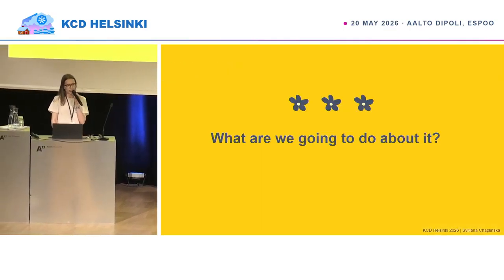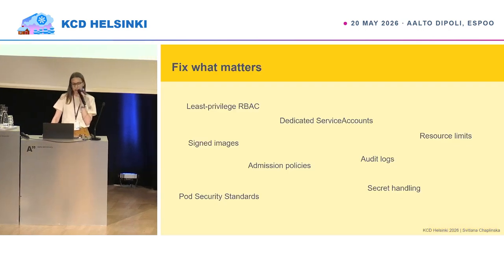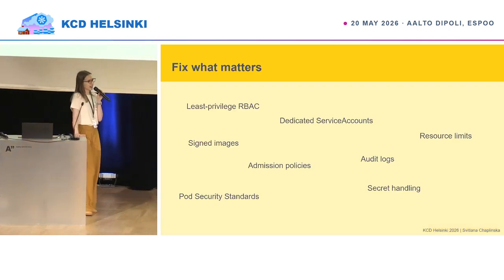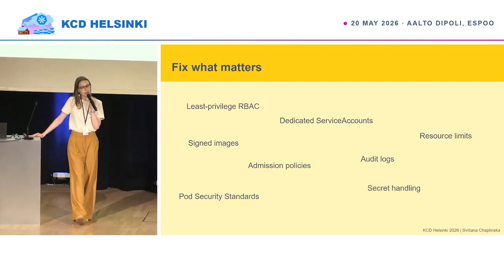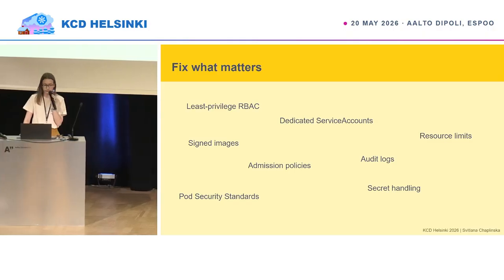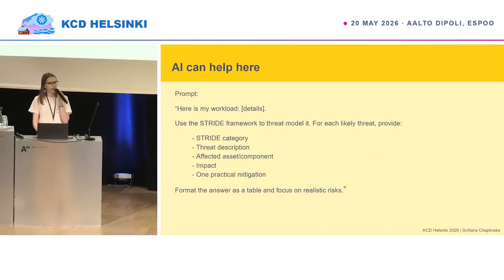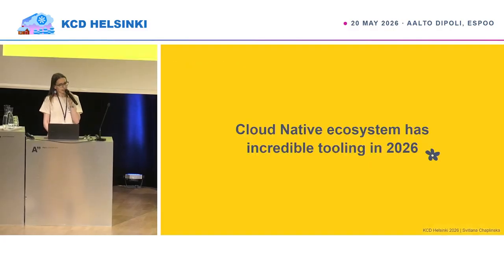And the next important step would be for you to actually decide what are you going to do about it. So important thing here is for you to decide that you will have to fix what actually matters for you. A plausible outcome is that you will just accept a risk in some points. And you can use AI to help you maybe ideate on what type of threats you can have in your environment. But important thing here, don't rely on it. Use it as an advisor, not as a mastermind.